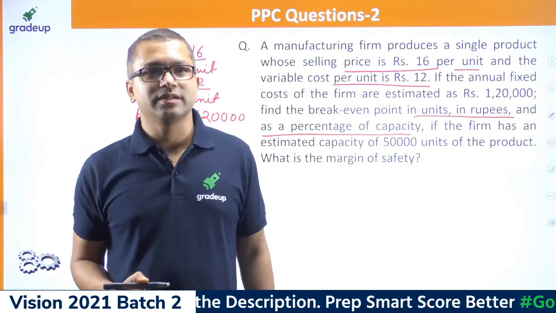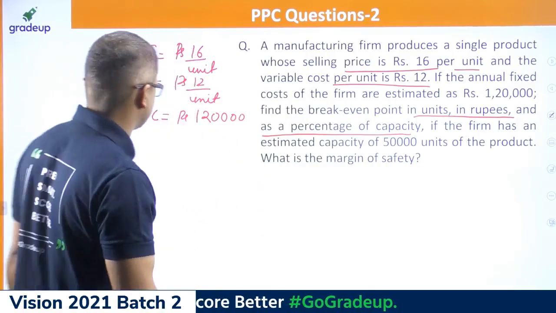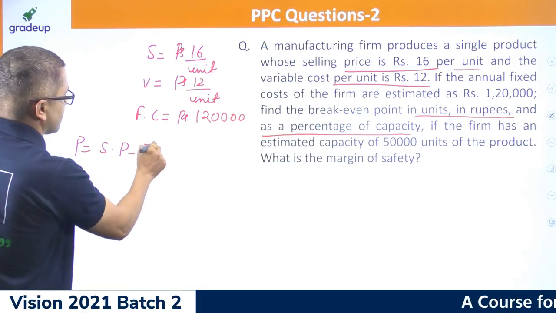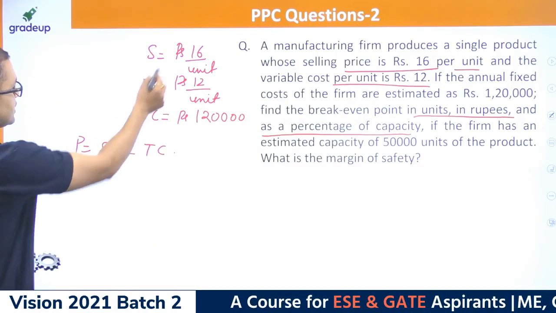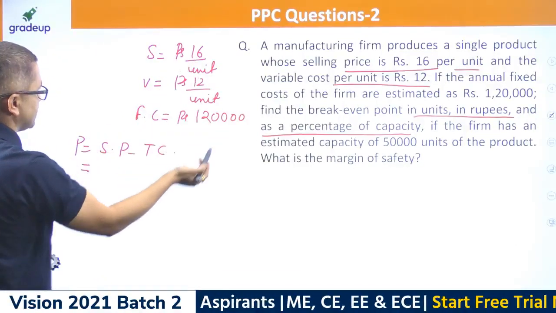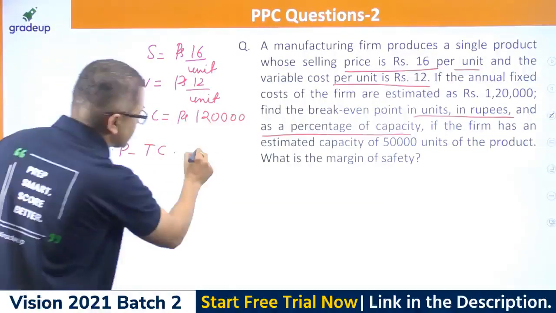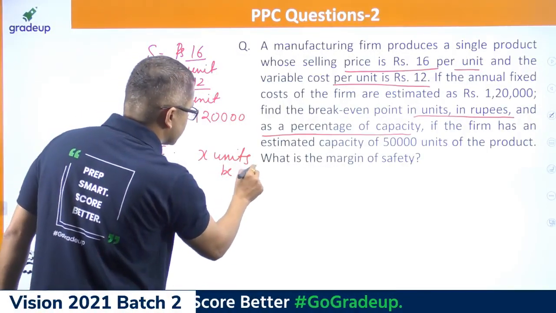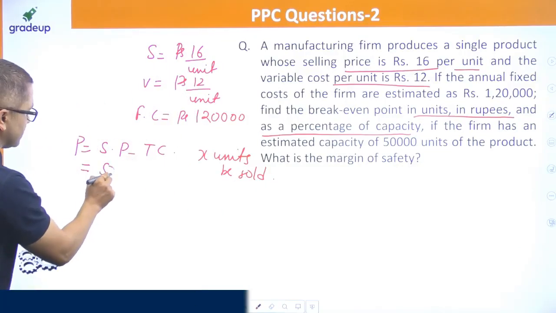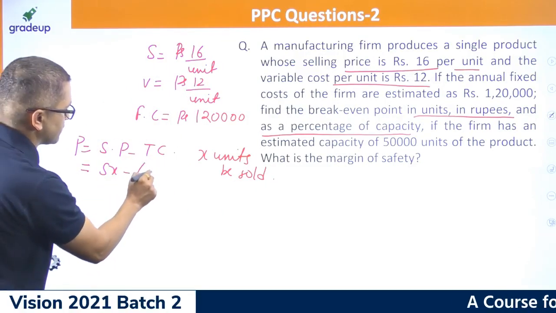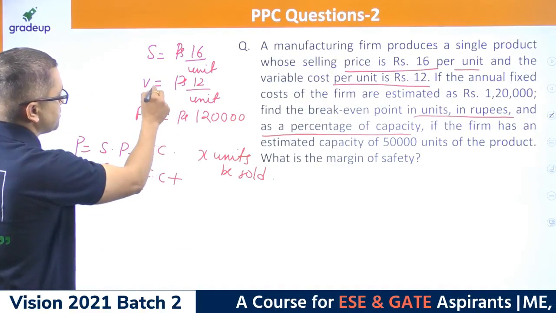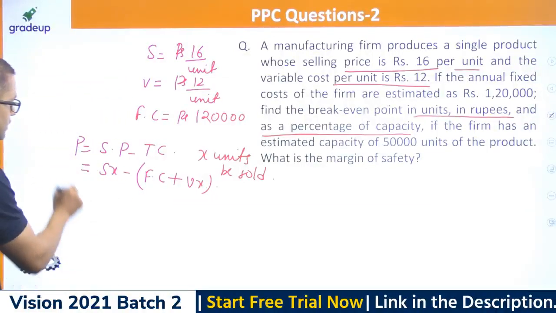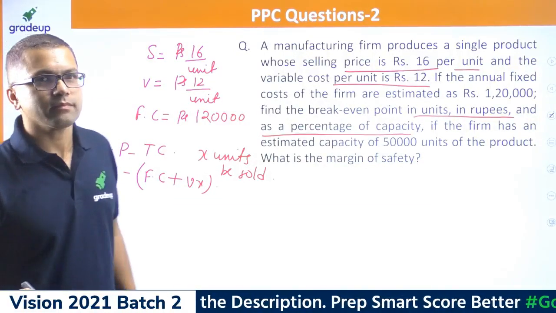Yesterday we had a discussion about this, and we said that profit is nothing but selling price minus total cost. Selling price per unit is given as 16 per unit. Let's say X units be sold. So it's going to be S into X minus total cost, which is fixed cost plus variable cost per unit times X. I'm going to just use these variables over here. So this is the profit statement.